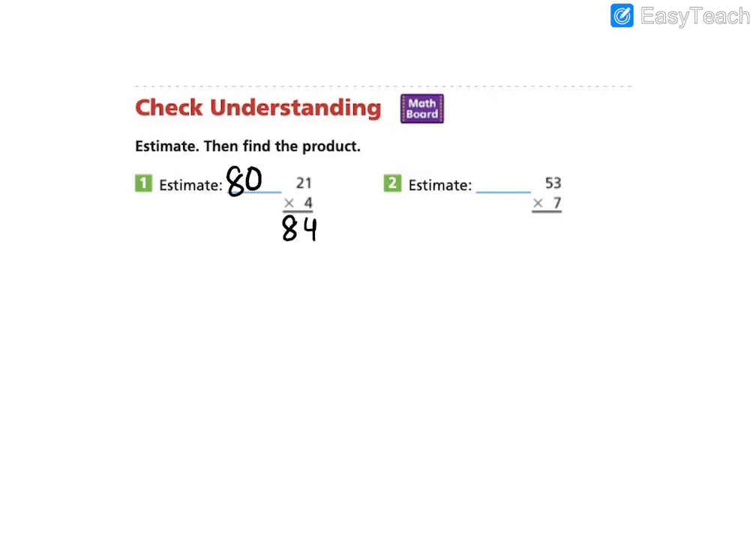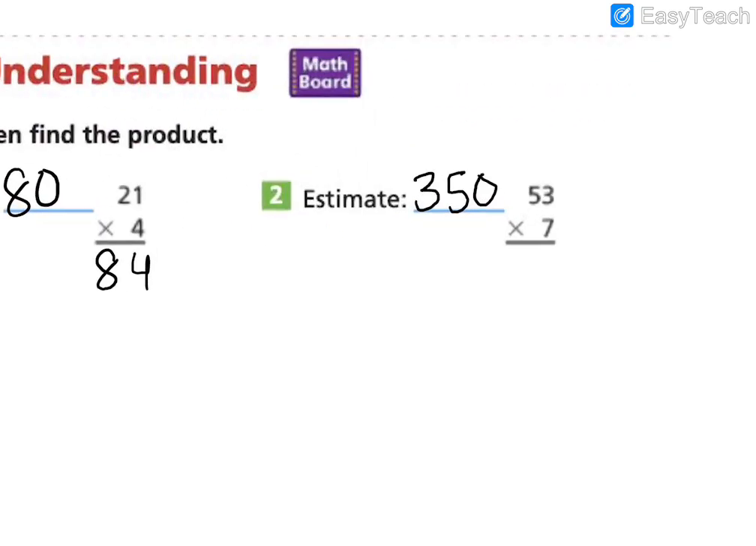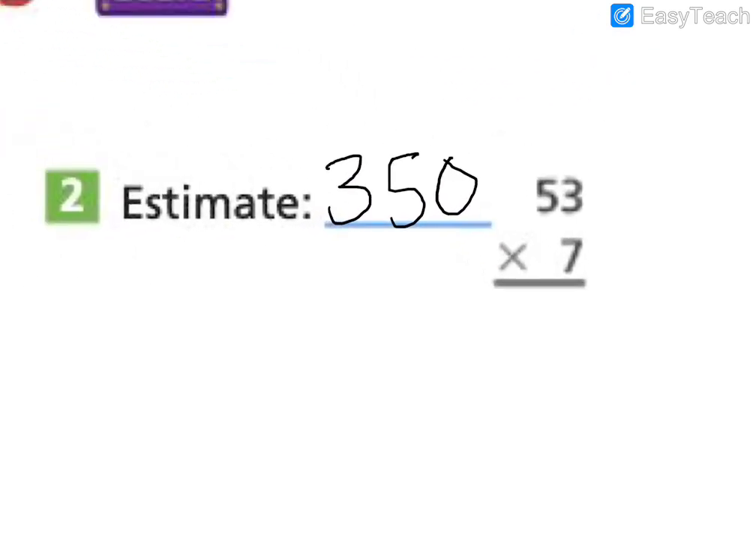53 is about 50. So 50 times 7 would be 5 tens times 7, which would be 35 tens, or 350. And let's go ahead and solve. I'm going to zoom in a little bit on this so it's easier to see. All right, so I have my 53 times 7. I'm starting in the ones place. 7 times 3 is equal to 21 ones. If I have 21 ones, I have 2 tens and 1 one.